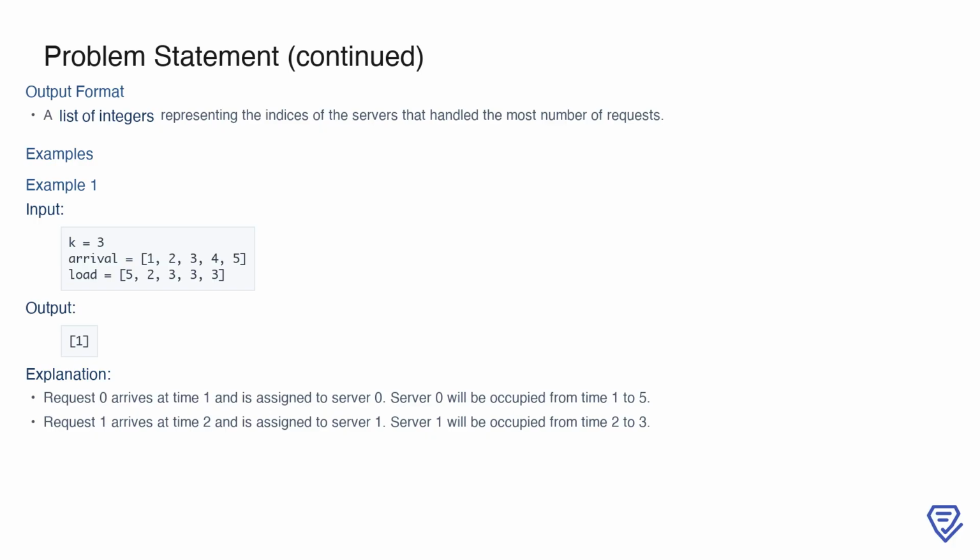Suppose K equals 3, arrival equals [1, 2, 3, 4, 5], and load equals [5, 2, 3, 3, 3]. For the first request, which arrives at time 1, server 0 is free, so the request is assigned to server 0, and it remains busy from time 1 to 5. The second request arrives at time 2, and server 1 is free, so it is assigned to server 1, which will be busy from time 2 to 3. This process continues based on which servers are free when each request arrives.